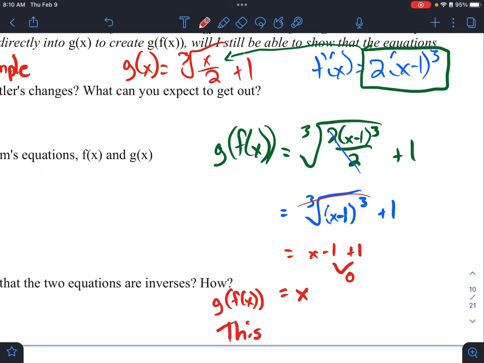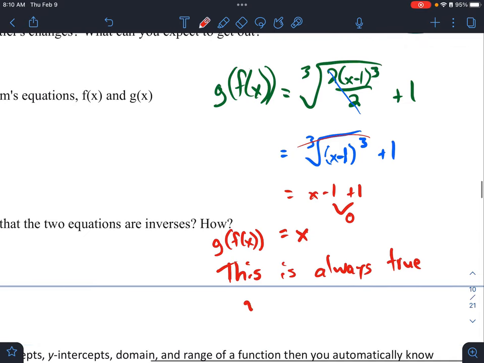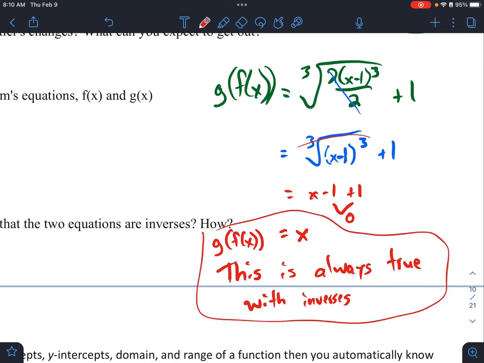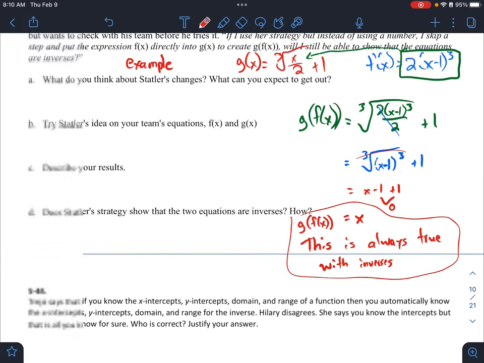And this is always true with inverses. And we actually could run that backwards and do f of g of x and should get the exact same thing. Questions? I guess you can't really ask questions anyway. I'm just in the habit of saying that.